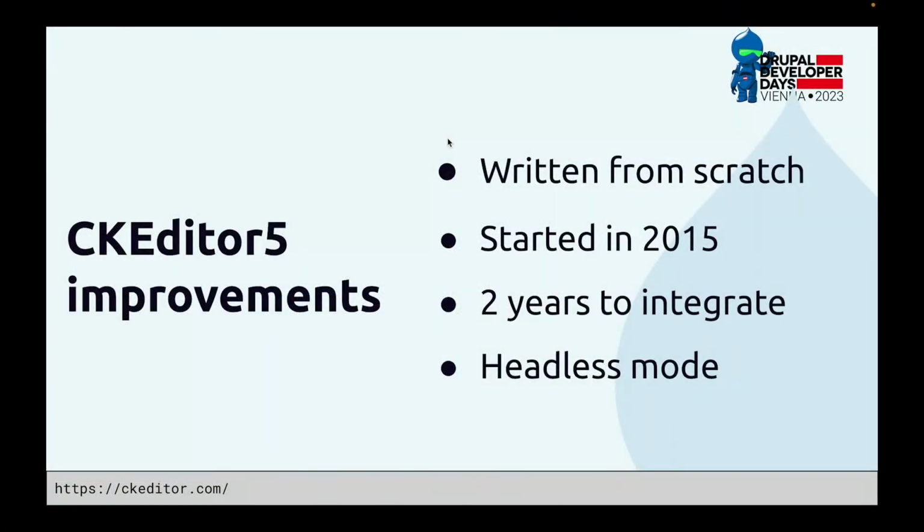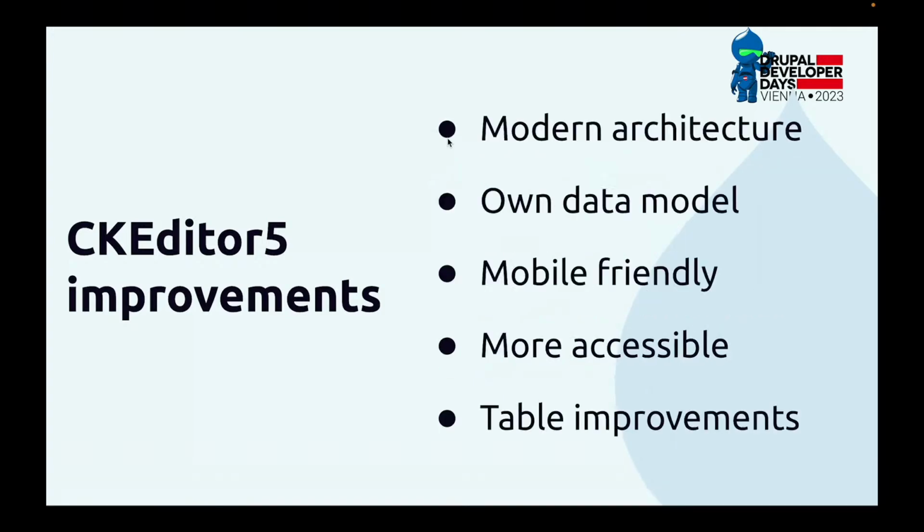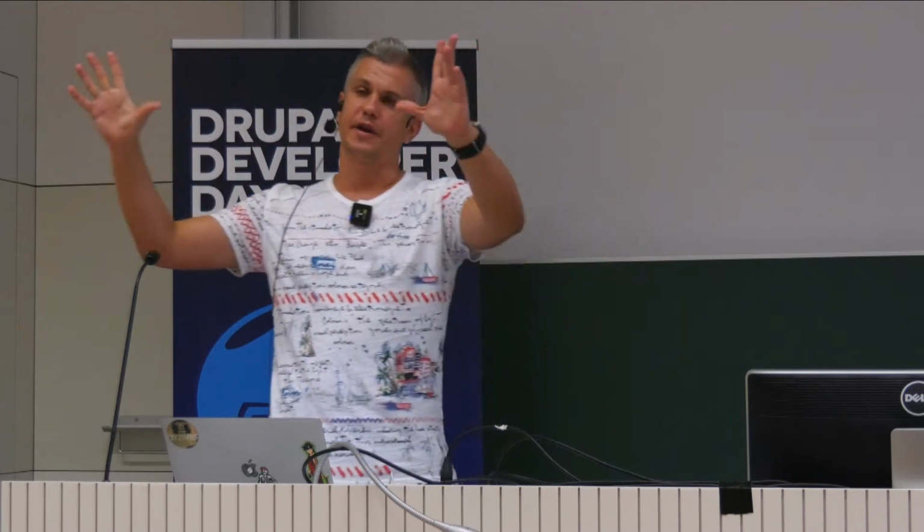So what are the improvements? It was written from scratch. The project started in 2015. It took 2 years to integrate. And as I mentioned before, it has headless mode. They were thinking about separating the engine from the view interface. It has a modern architecture and its own data model. They try to bring accessibility to the front line, although there is no official accessibility documentation for CKEditor 5 yet, but it is more accessible. One of the things is moving it out of an iframe and actually using just the tags.